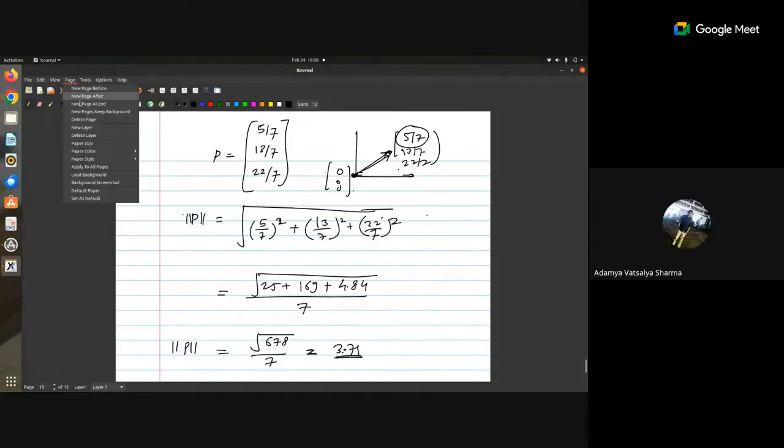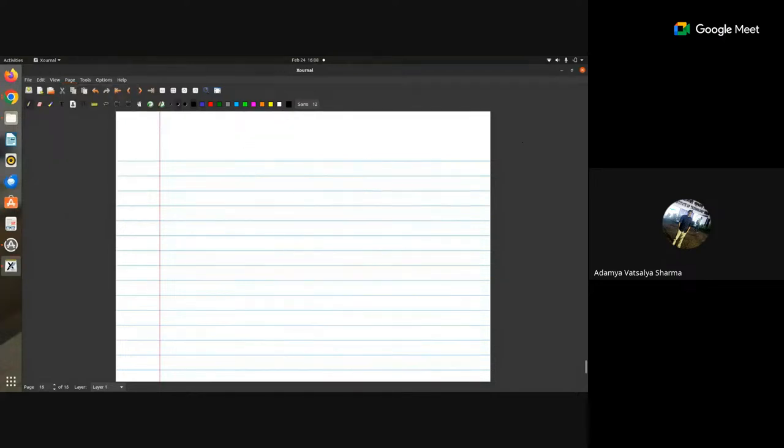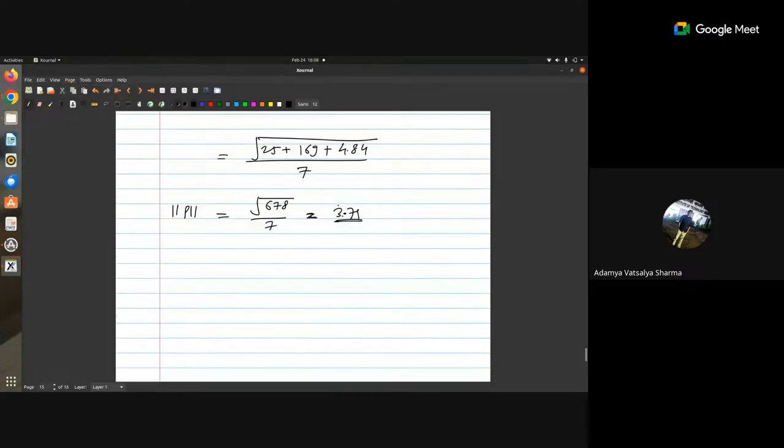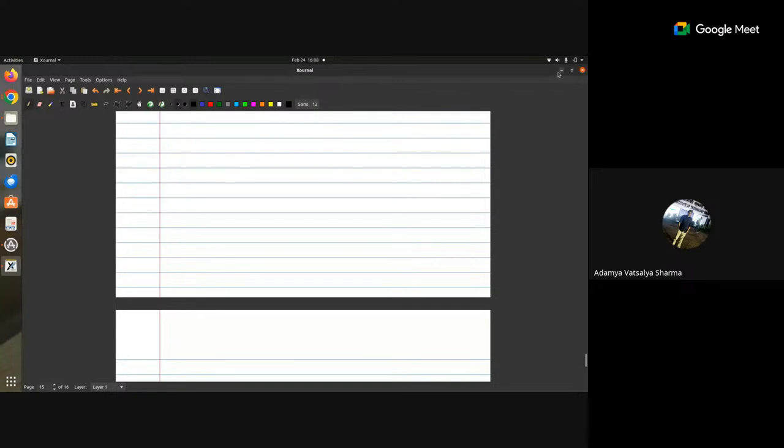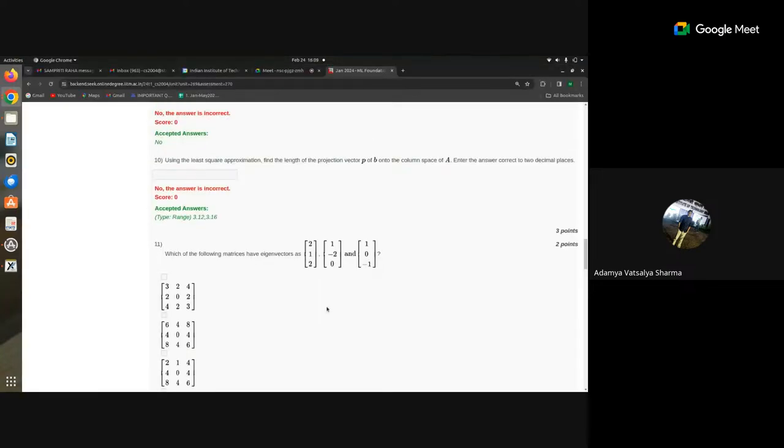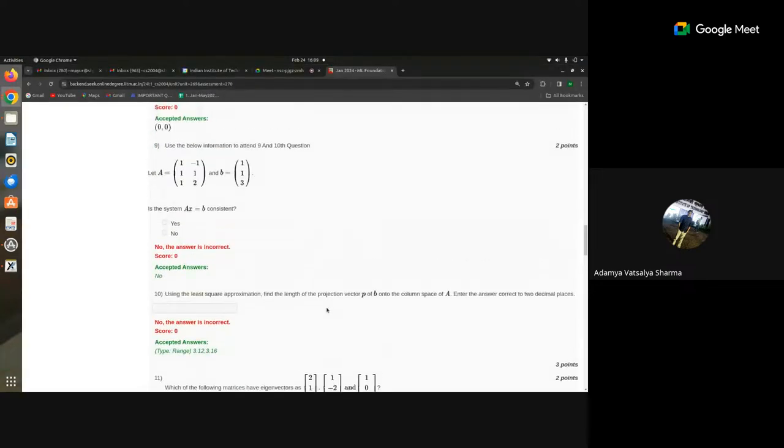Sir, I understand the calculation of question number 10, but I didn't understand what the question is. The calculation is easy to understand, but the concept behind the question is not. I'm not able to understand what it is asking us to do. Okay, so what is this question actually? Using the least square approximation, find the length of the projection vector P of B onto the column space of A.